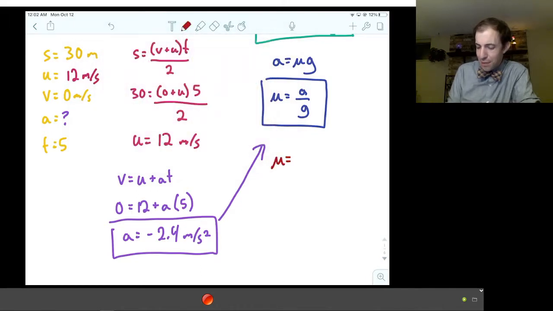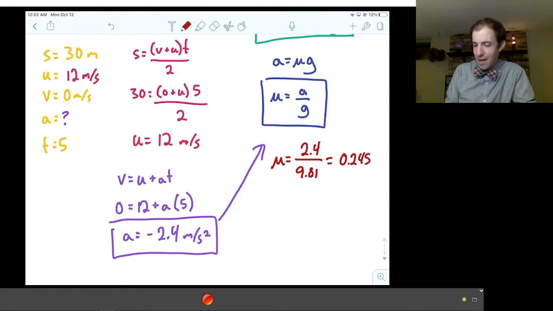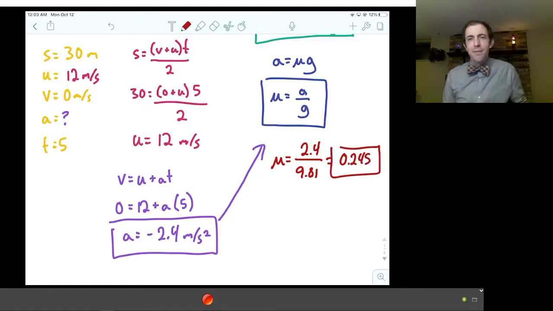Mu is simply equal to 2.4 divided by 9.81. 2.4 divided by 9.81 is 0.245. Mu, the coefficient of friction, is a unitless number.